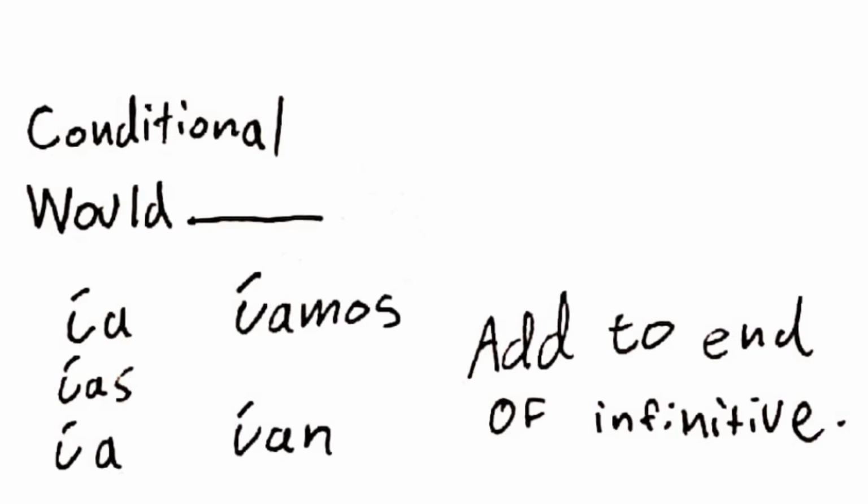Lastly, you have your conditionals. These are not a form of preterite, but in fact a different verb tense. The conditional is similar to if you were to say in English, he would do something, or I would do something, or she would do something. The verb endings are ía, ías, ía, íamos, and ían. To conjugate these, you simply add this to the end of the infinitive.